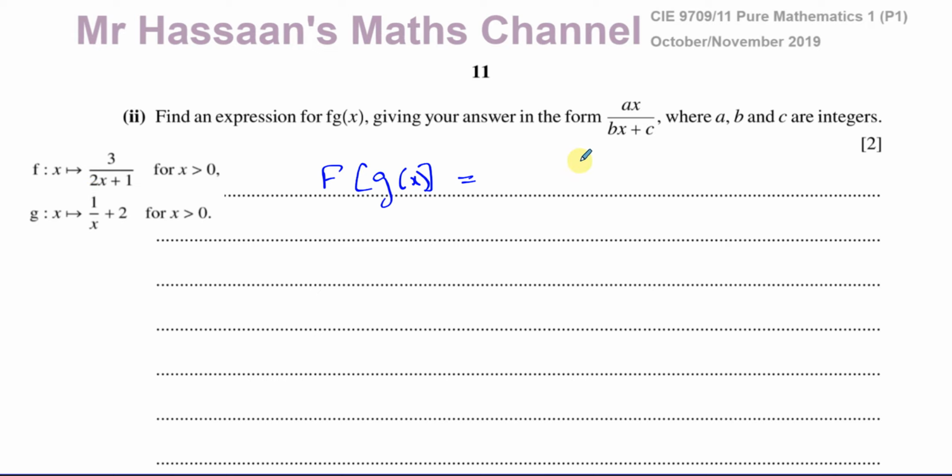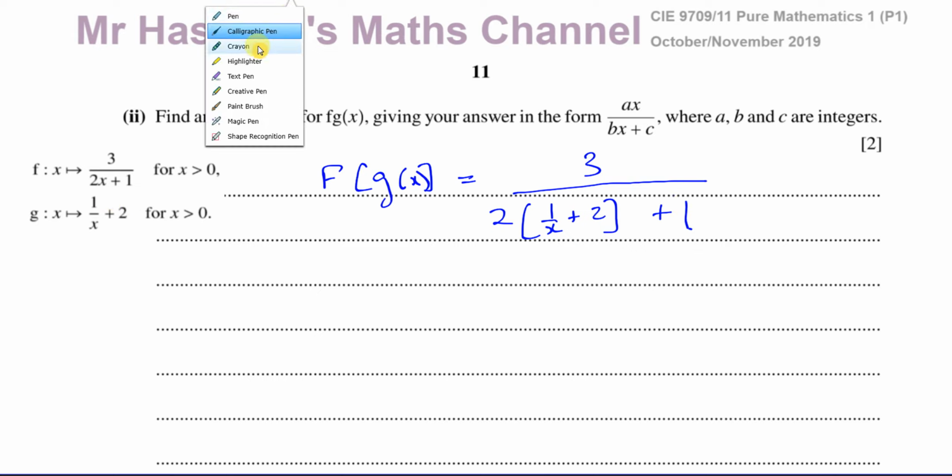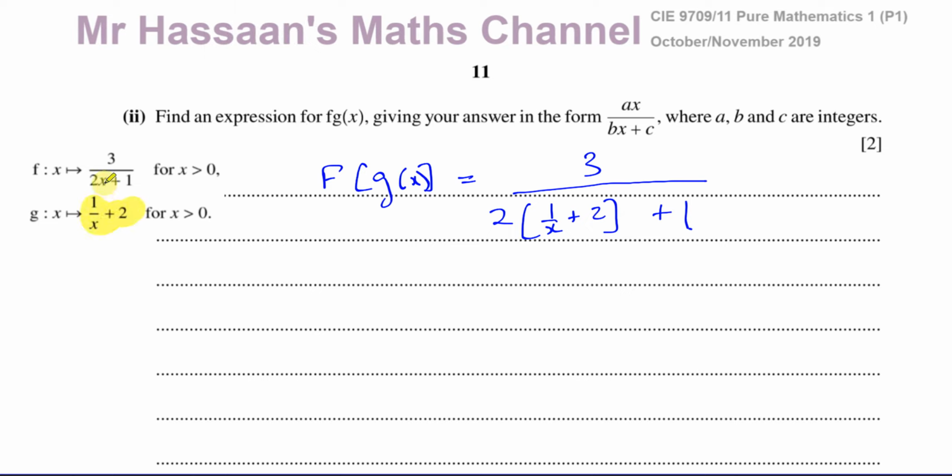Alright, so what you have to do is like 3 over, and you're going to put this whole thing into there. So it'll be 2 times 1 over x plus 2, and then plus 1. Okay, so you're taking this and replacing the x over there by it. So you have 3 over 2 times x. X now becomes 1 over x plus 2, close the bracket, plus 1. Okay, that's the composite function f of g of x.